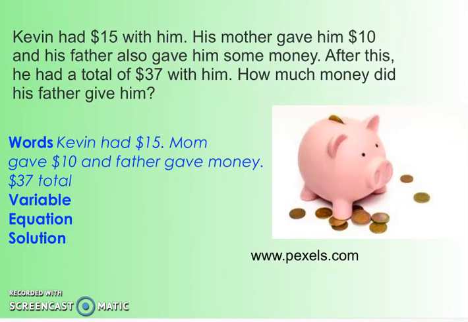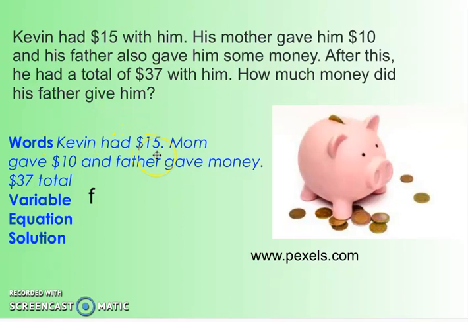Yes, what the money that father gave, we don't know. And so what variable would you like to use for the missing number? Well, we could use F for father. You can even use D for dollars or M for money. Whatever you decide will work fine. Could be any letter.